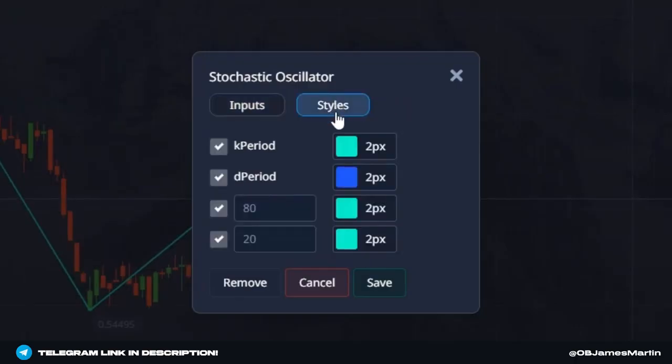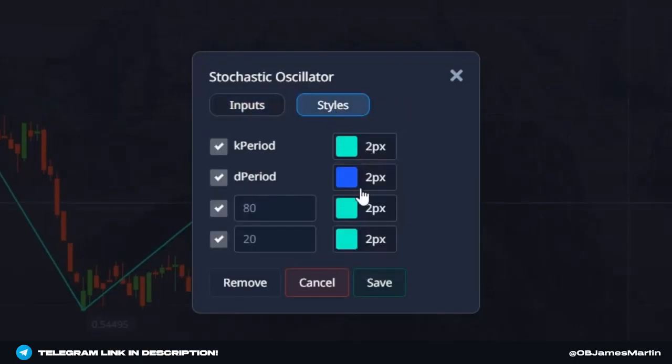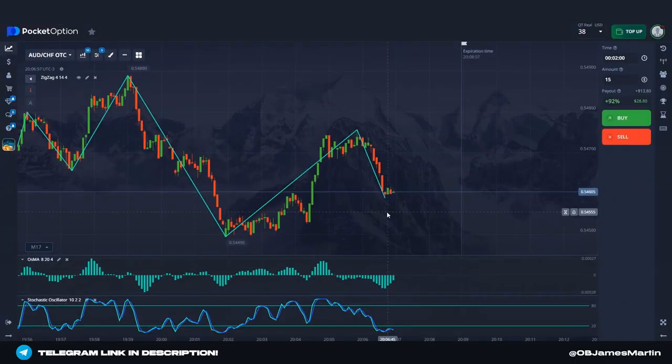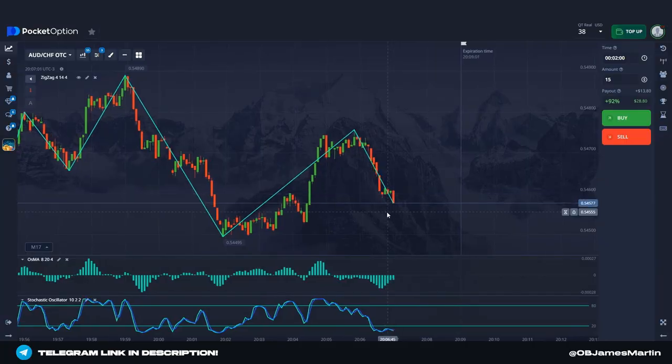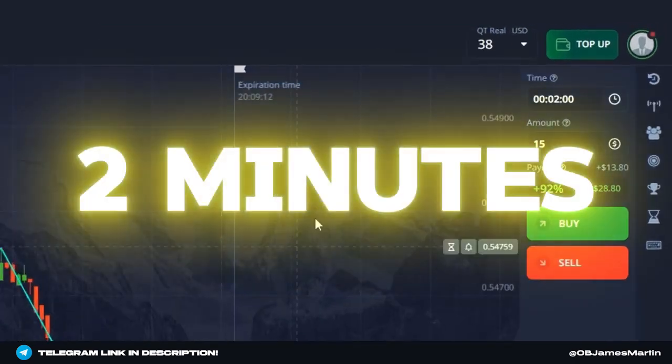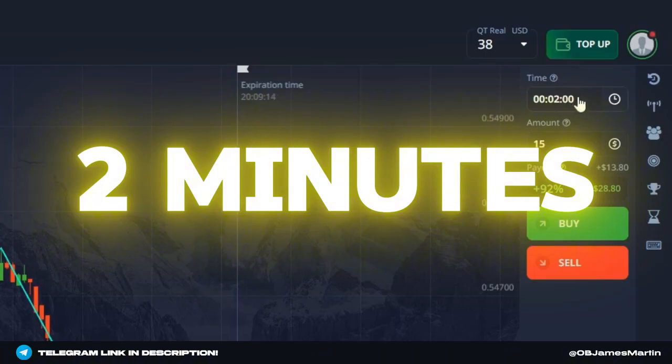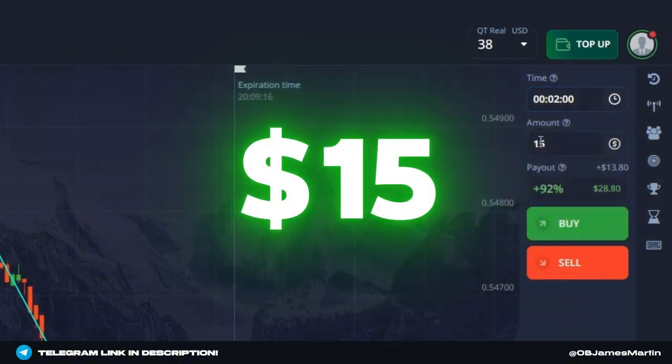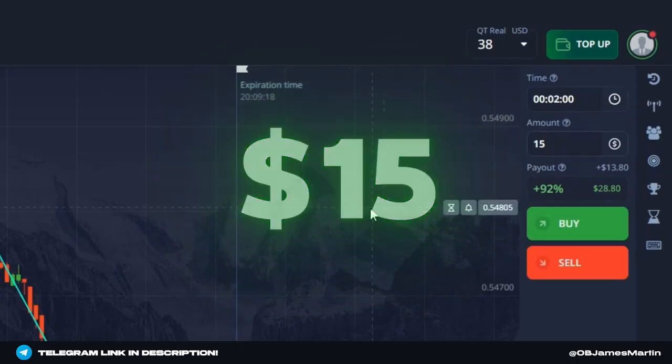And the styles, guys, I change the color to all the lines and borders to blue and make them wider. I customize the style and the color of the lines because it makes it more comfortable for me for the trade. But if you like a different color or style, you can try different options. And don't forget, we're gonna use the time right here for the trade, 2 minutes for the first one and amount of $15. And let's try the first entry right now.